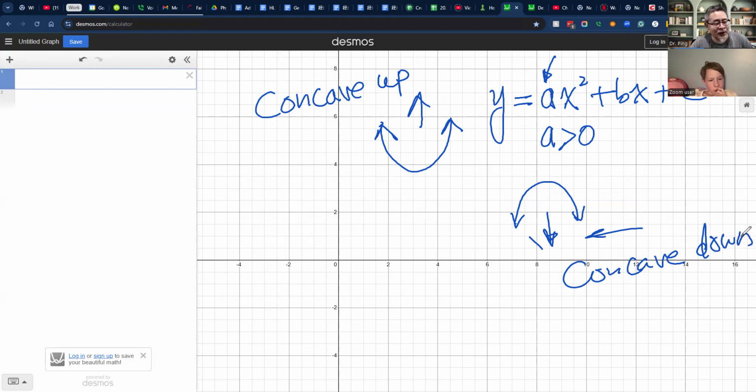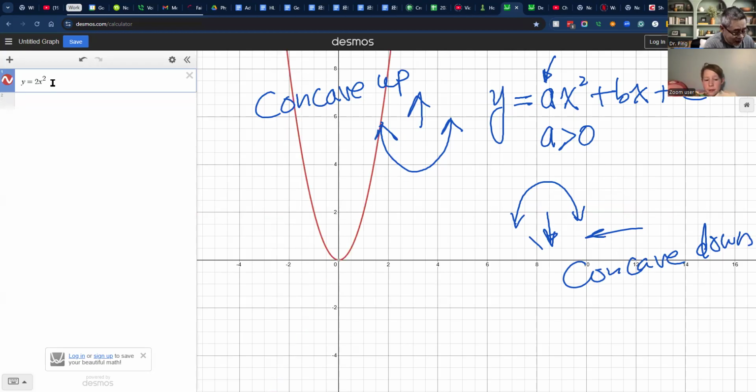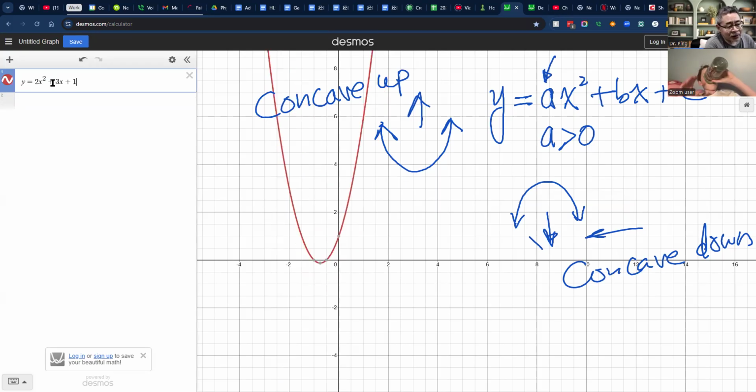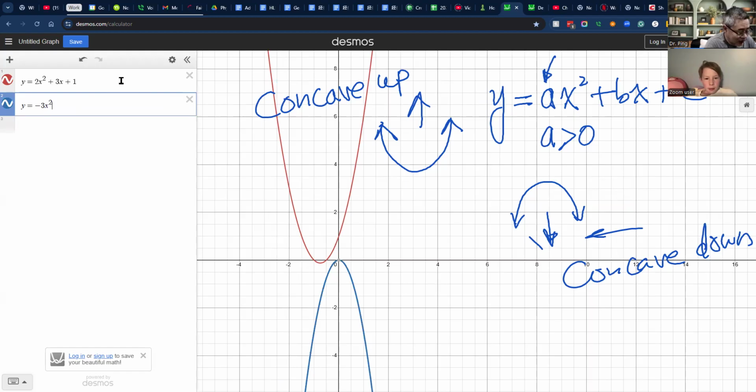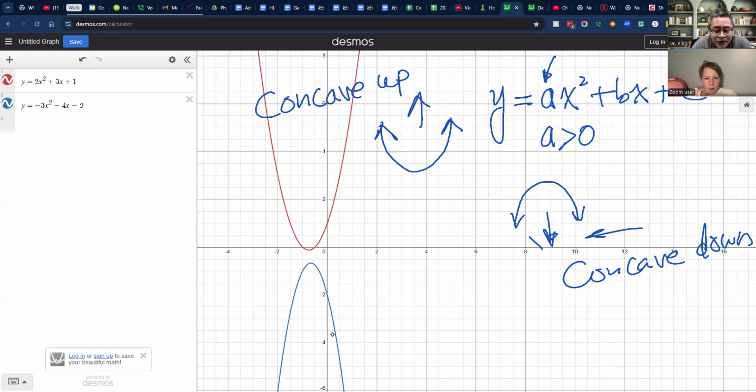Okay. So we can see some examples. For example, y equals 2x squared plus 3x plus 1. I can see it's going up. But if we have a negative on the first one, so negative 3x squared minus 4x minus 2, you can see that it's pointing down. So up and down has to do with the polarity of the first coefficient.